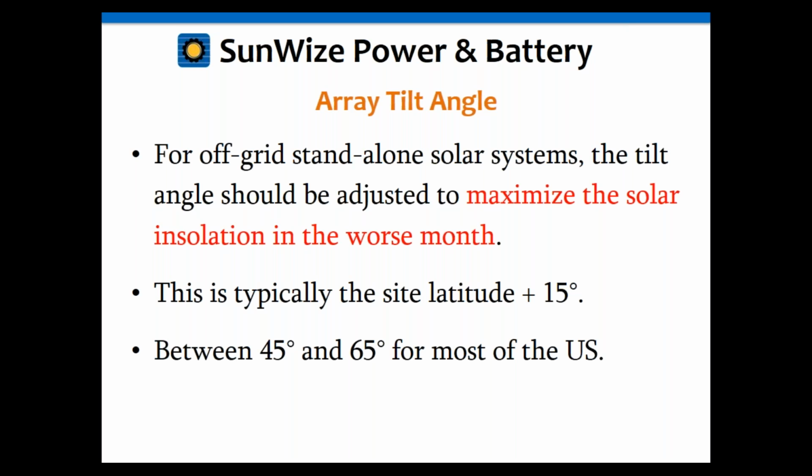So for most of North America, it's going to be latitude plus 15 degrees, or somewhere between 45 degrees and 65 degrees for most of the U.S. If you're in the south, about 45 degrees. If you're more north, in the Boston or Seattle area, it's probably going to be closer to 65.